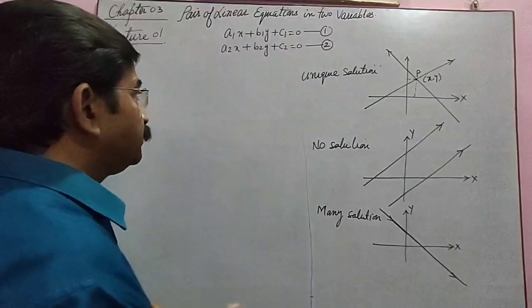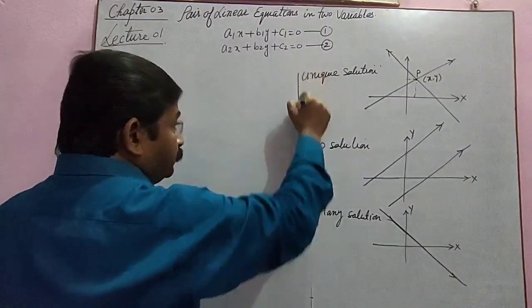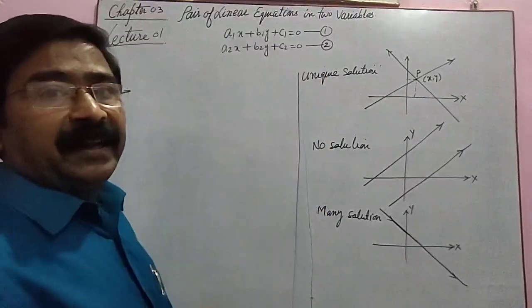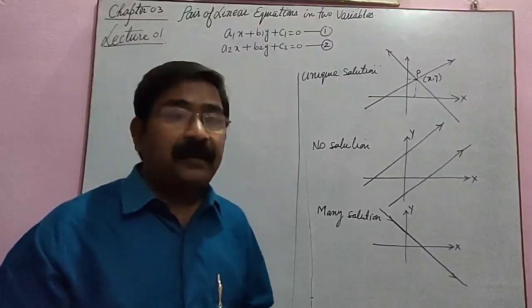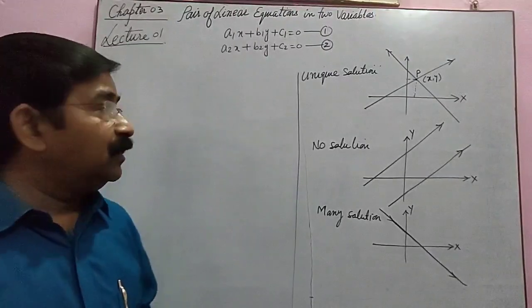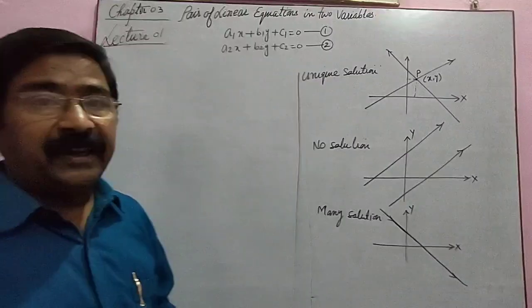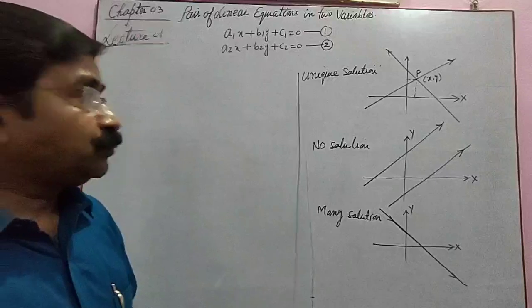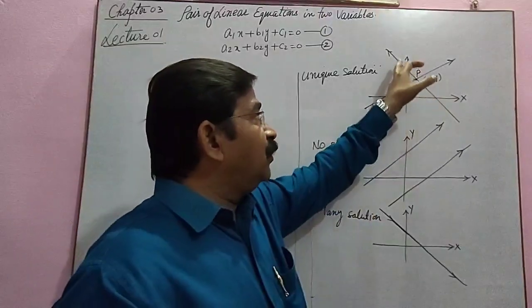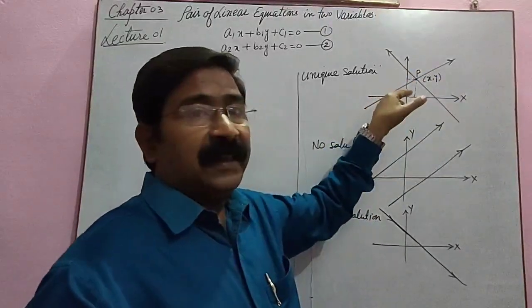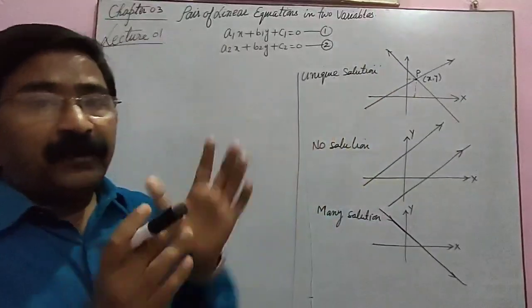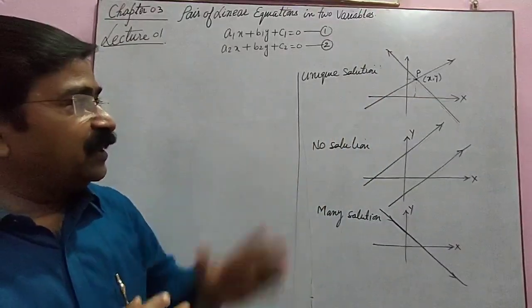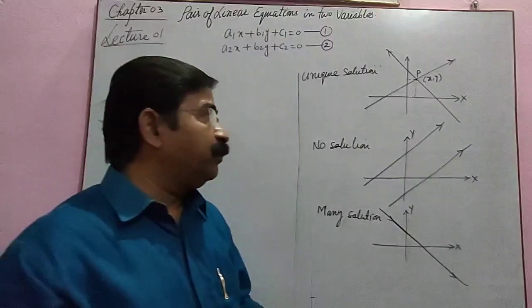Now we have another idea, which is the algebraic method, to check the number of solutions. See, if two lines are intersecting each other, before proceeding with this, I would like to tell you one thing.